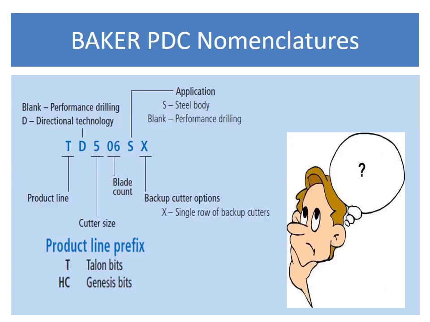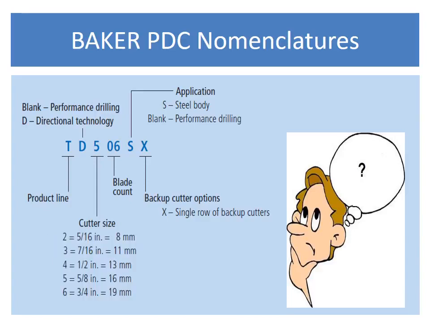Here we come to the Baker system. The most important difference between the Baker system and the other companies is the switching of the position of the cutter size and blade count. The cutter size code comes first, while the blade count comes next. Also, the cutter size code is not easy to remember. It should be referred to a document to know precisely what the cutter size is.